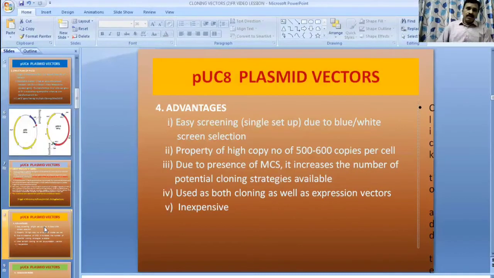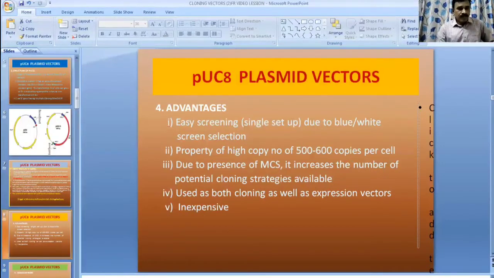And these plasmid vectors are inexpensive. They are not as expensive as other plasmid vectors. So there are so many advantages, of which I have given only a few here.